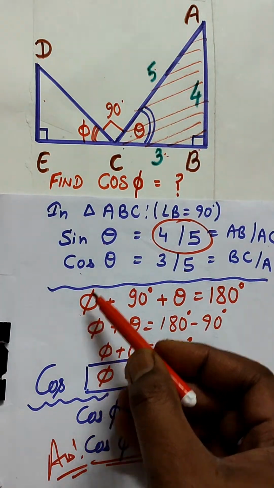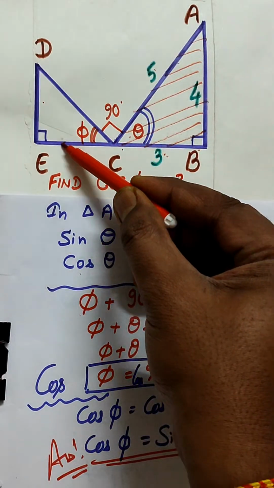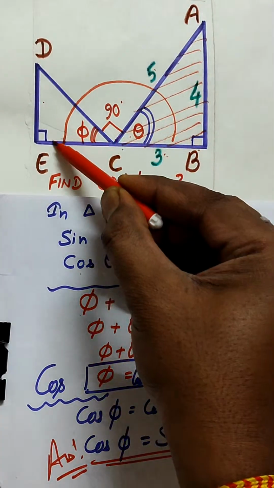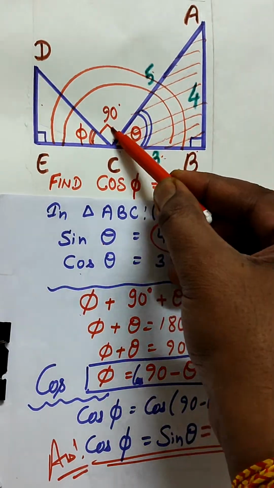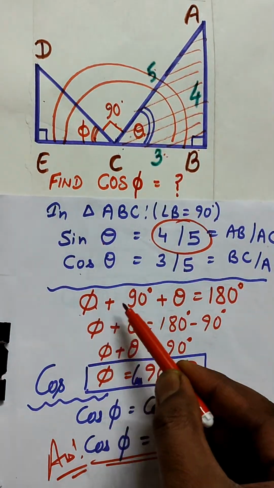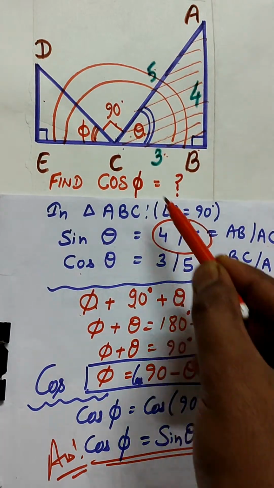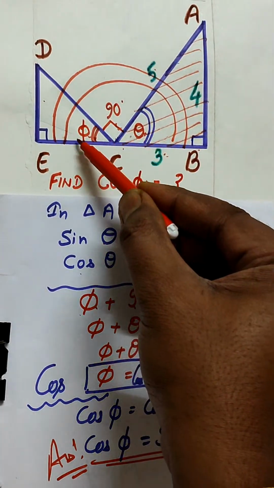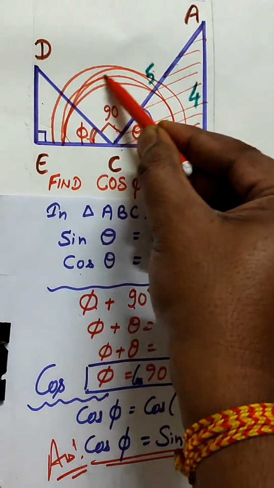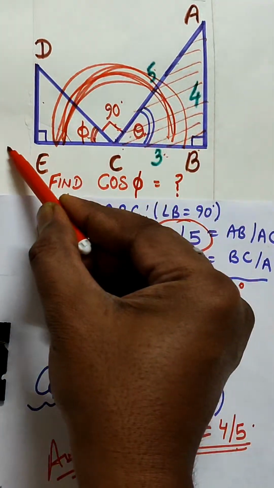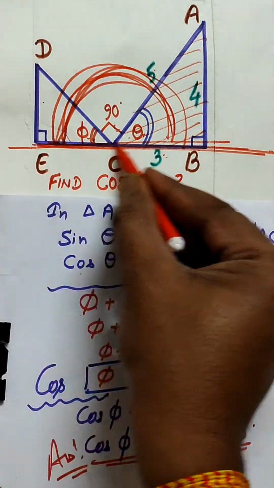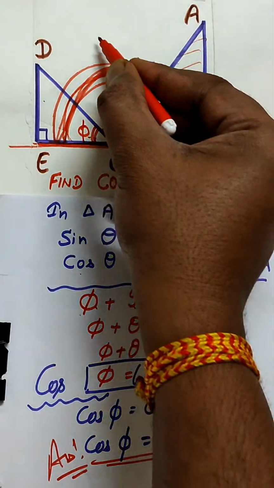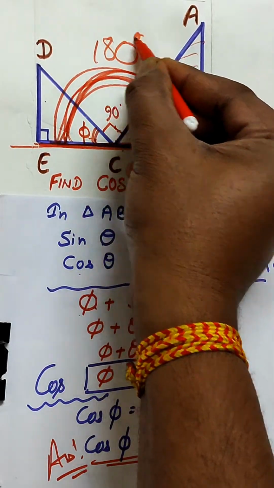Now we know that angle ECB, this complete angle, is equal to phi plus 90 plus theta, and all these three angles add up to form a linear pair, because this is a straight line, and for a straight line the angle formed will be equal to 180 degrees.